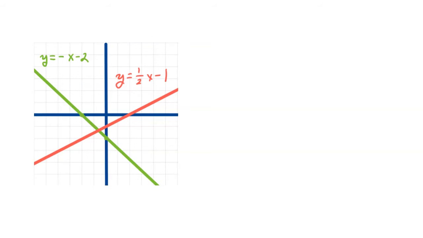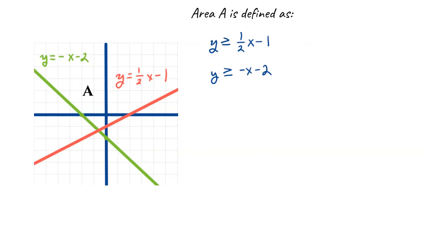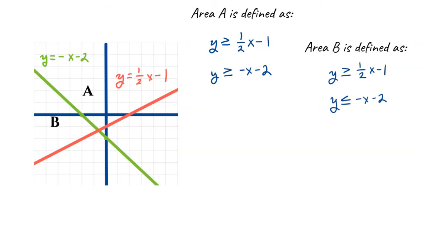So let's take a moment to evaluate the graph that we have. Both of the lines written are solid lines, so they're equal to. So our areas around these two intersecting lines are all going to be less than or equal to or greater than or equal to. Area A is above both of the lines, so it's going to be greater than or equal to both of the lines indicated. Area B, on the other hand, is below the green line and above the red line, so it's going to be greater than or equal to the red line, but less than or equal to the green line.